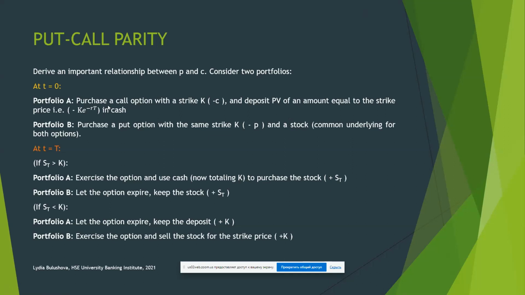So what's going to happen at the expiry date, at time capital T? If the asset price is above the strike, we can exercise the option and use cash we receive as S sub capital T units of money.